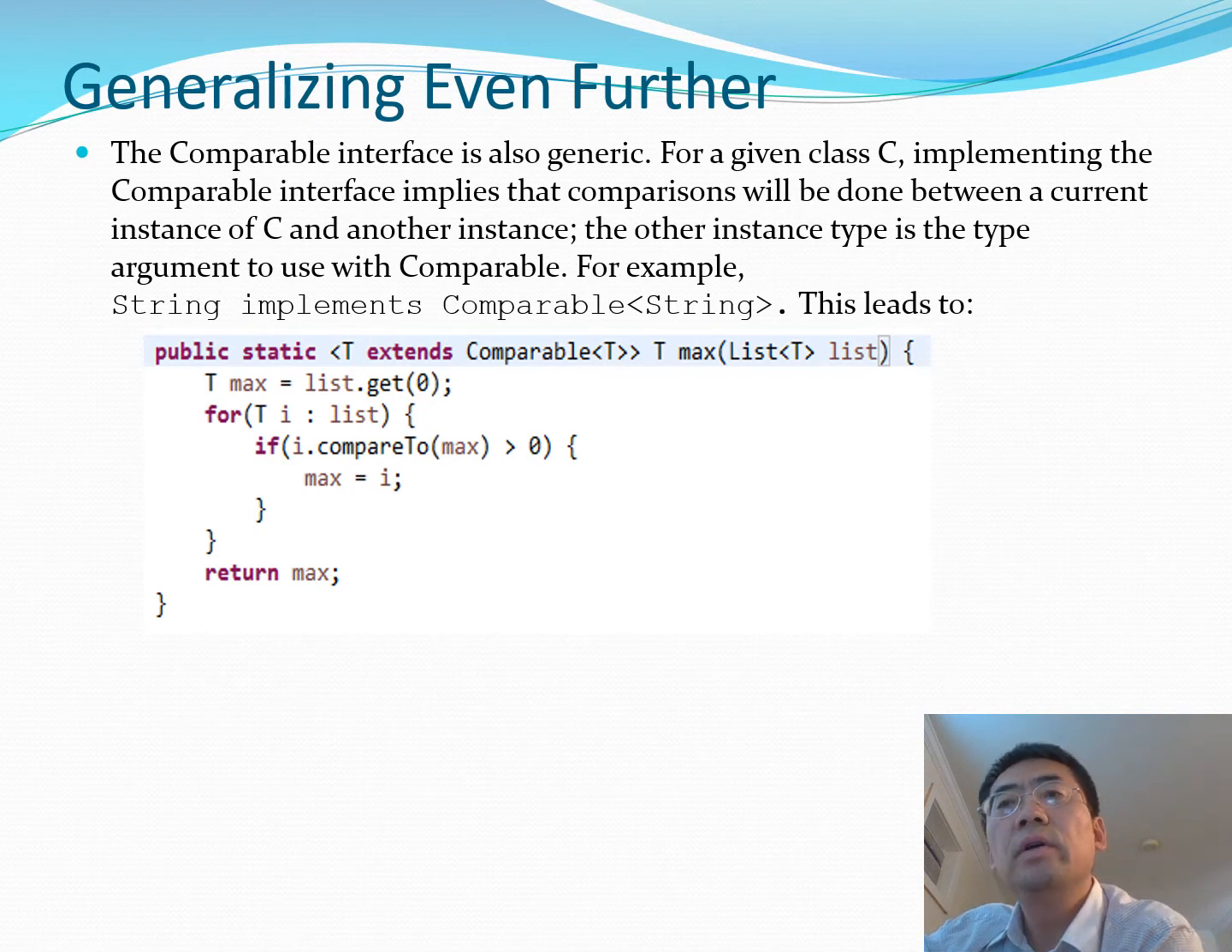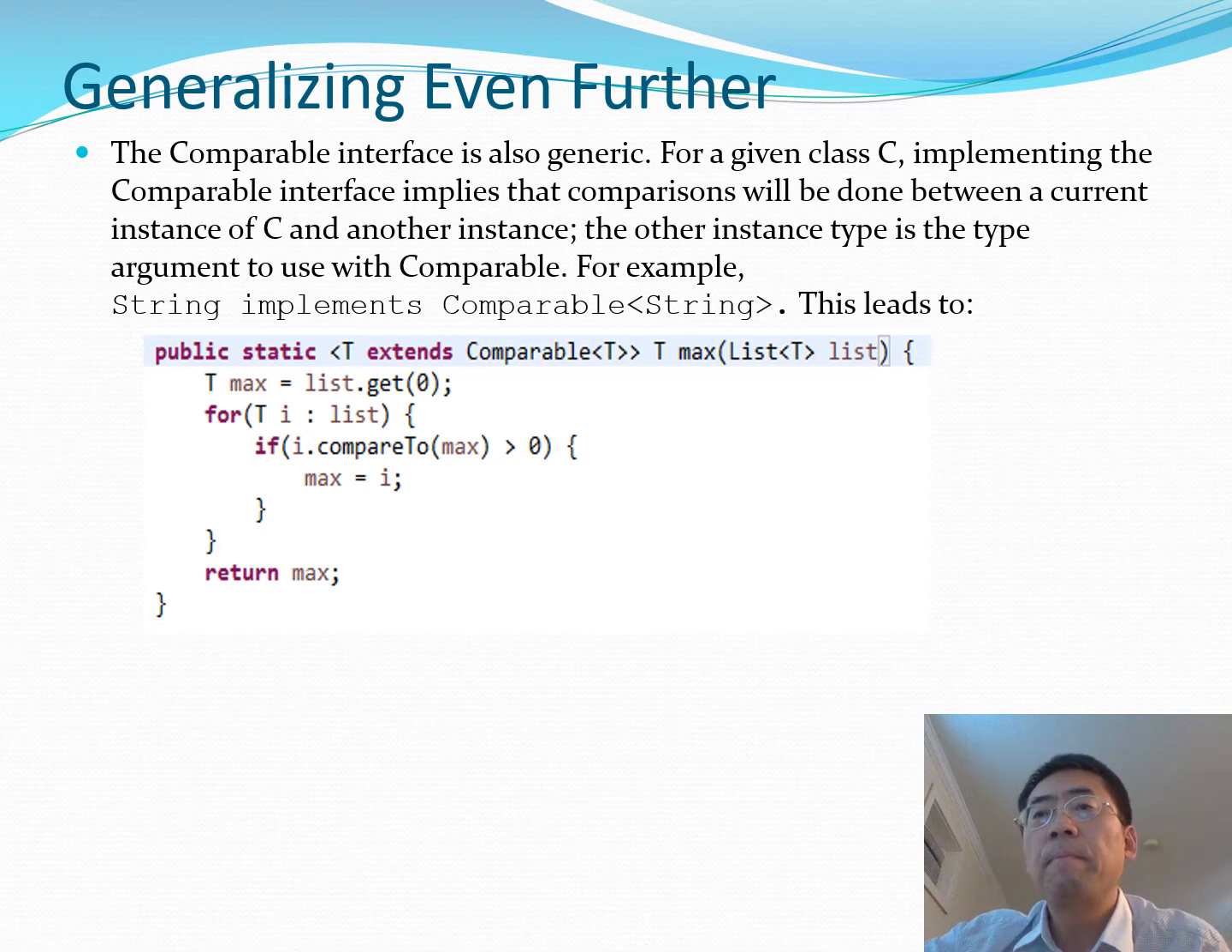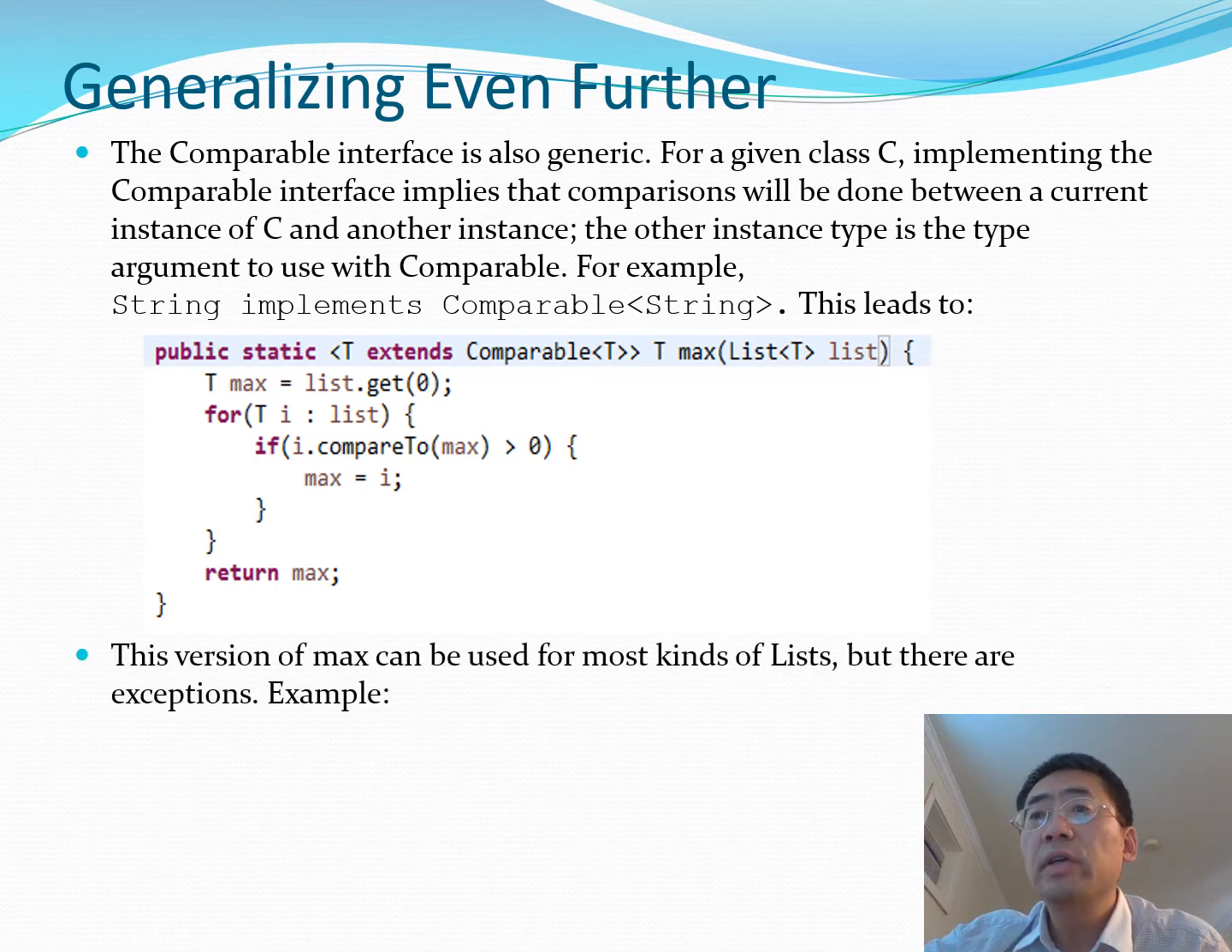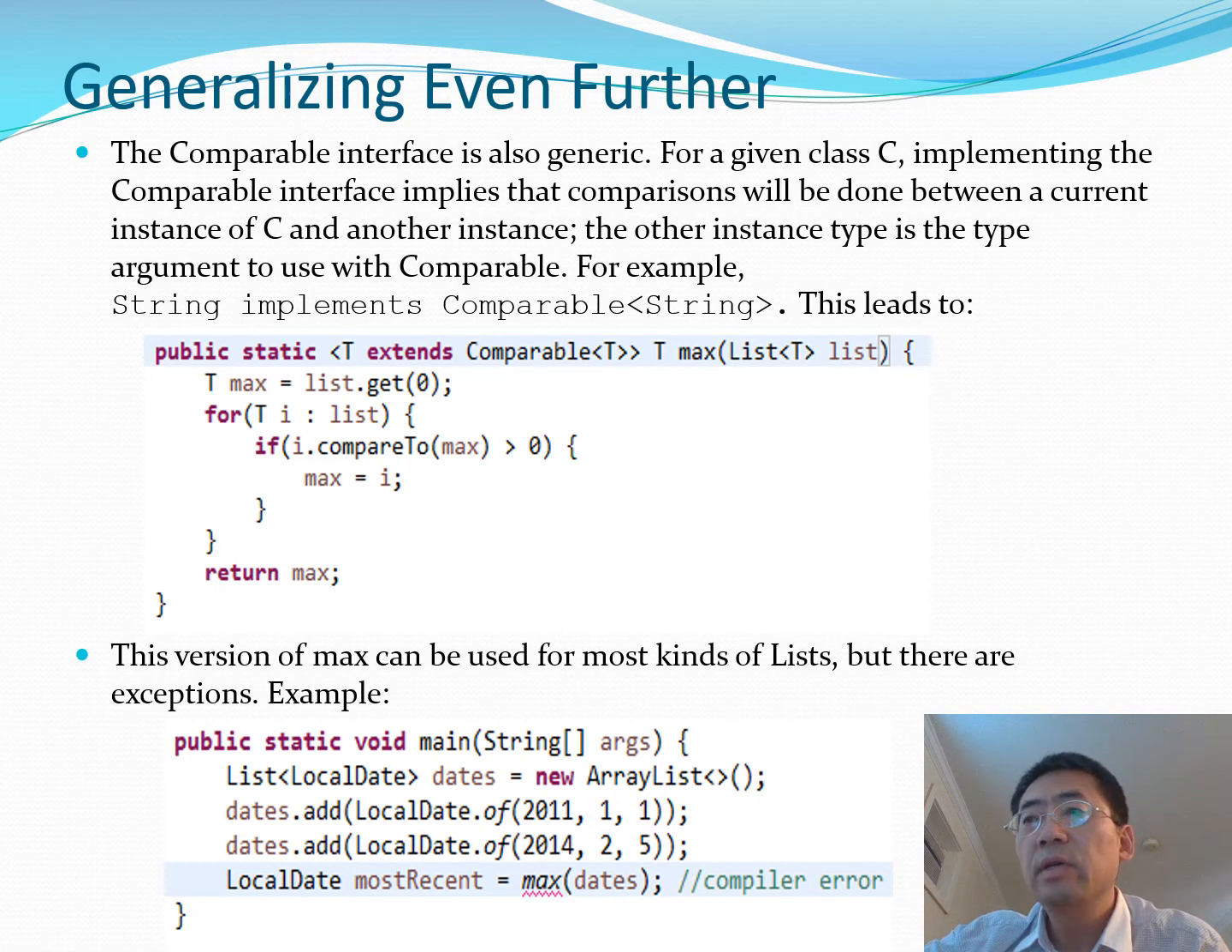Now we have this generic method. And this one does work for class Integer, class Double, class Float, Character, and String, etc. But if we use it on a list of LocalDates, we get a problem. We have a list of dates with instances created and added before we call max, but this line of code doesn't compile. Why?